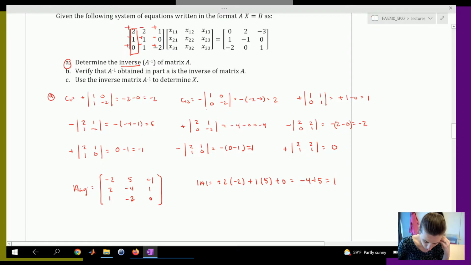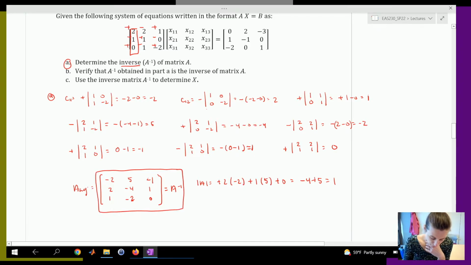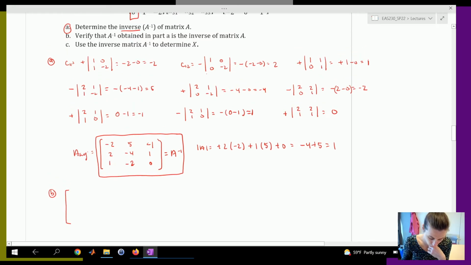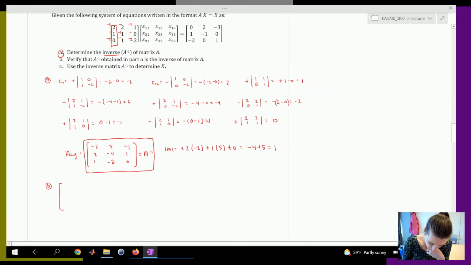So my determinant is equal to 1, therefore this here is A inverse, because all I would do is just divide everything by 1. So there's A inverse. Verify that A inverse is the inverse of A. Okay, so verification means I literally take A and multiply it by A inverse. It doesn't matter the order for doing this matrix multiplication, because A inverse times A equals I, or A times A inverse equals I. But I need to still show this.